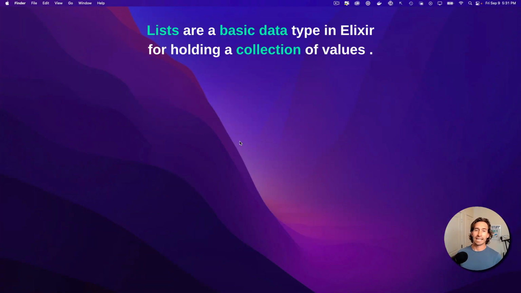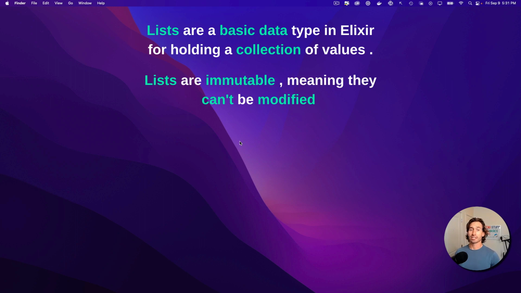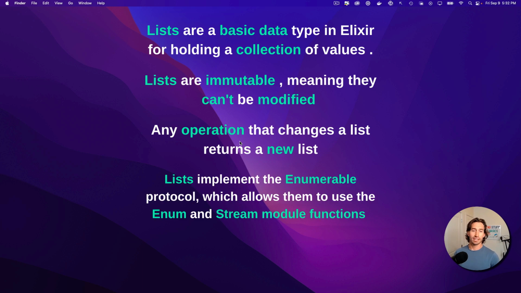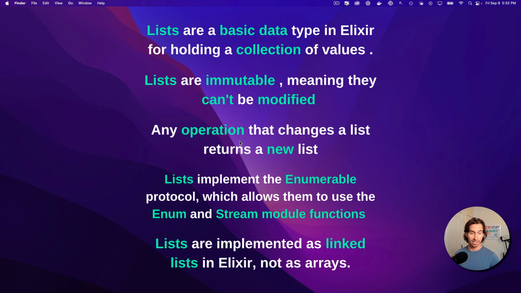Lists are a basic data type in Elixir for holding a collection of values. Lists are immutable, meaning they can't be modified. So any operation that changes a list actually returns a new list. Lists implement the enumerable protocol, which allows them to use the Enum and Stream module functions. Lists are implemented as linked lists in Elixir, not as arrays. And a linked list is a sequence of nodes.